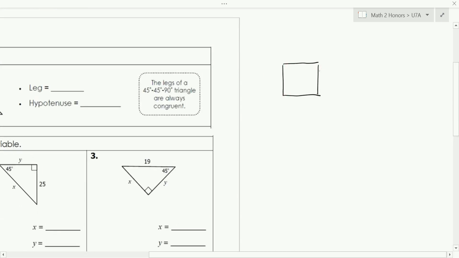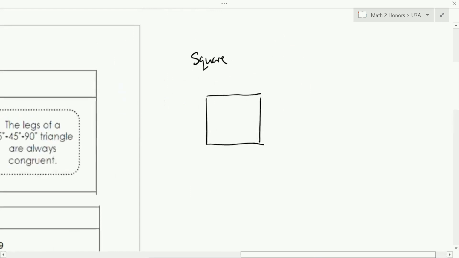And you remember what the definition of a square is? All sides are congruent and all angles are congruent. And in fact, we know the angle measurements are 90 degrees.